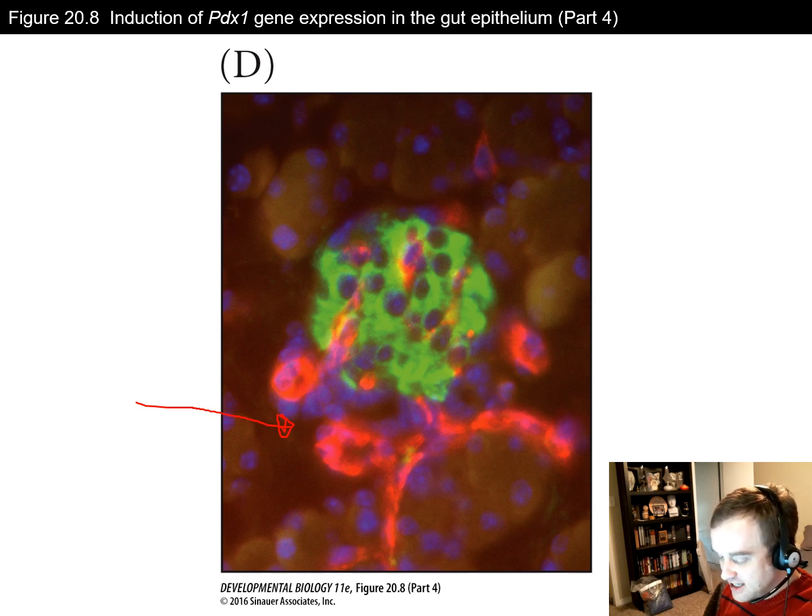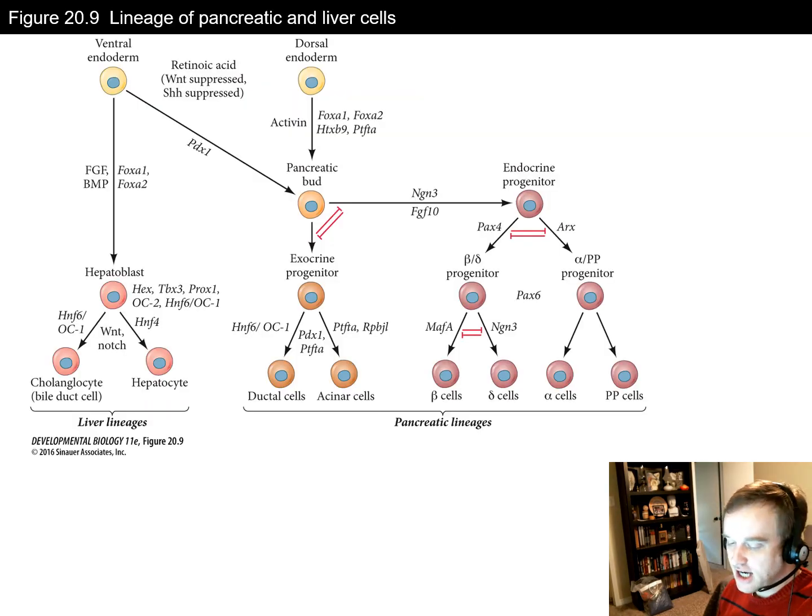the red indicates blood vessels that are interacting and causing the development of these islets, which are stained green here. And the blue stain is DAPI, which is a stain for the nucleus. So taking all these things together, we can kind of map this out.